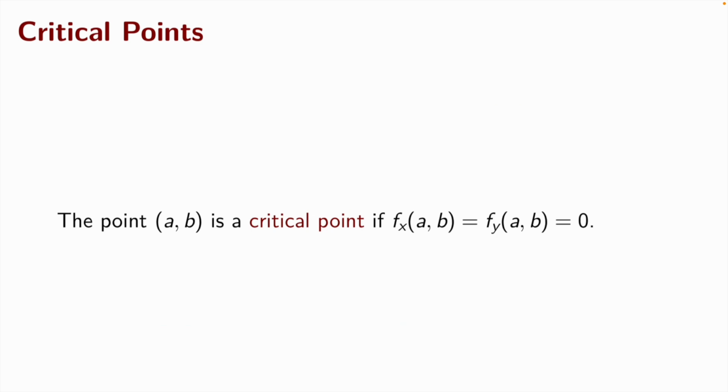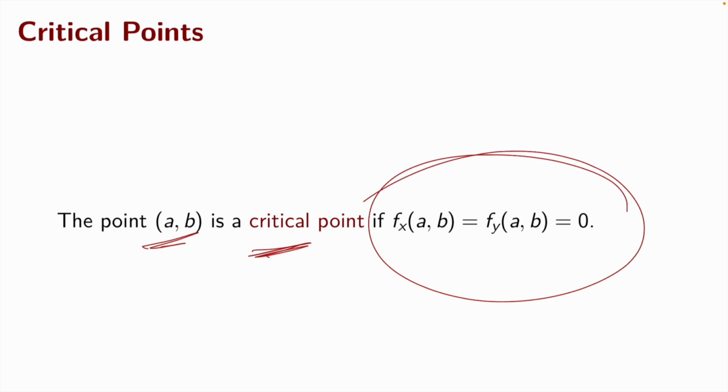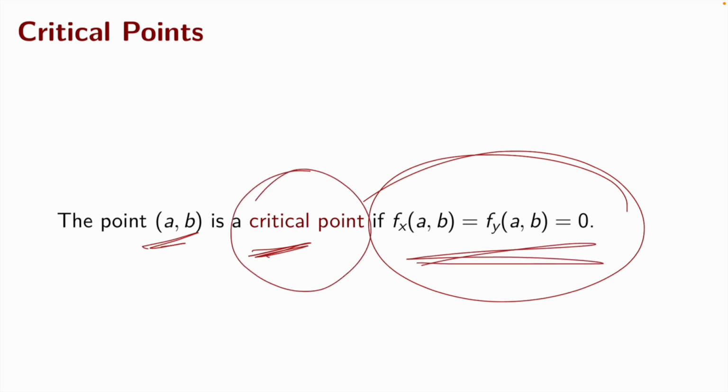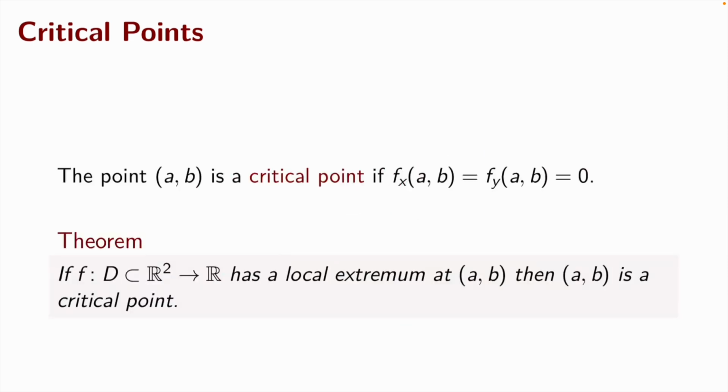We're going to say that a point (a, b) is called critical if the partial derivatives are zero. So remember that for functions of one variable, if the derivative is zero at a point, we can have eventually a maximum or minimum, but not necessarily. Well, this is going to happen in the same way for functions of several variables. So we are going to call a point critical if all the partial derivatives are zero.